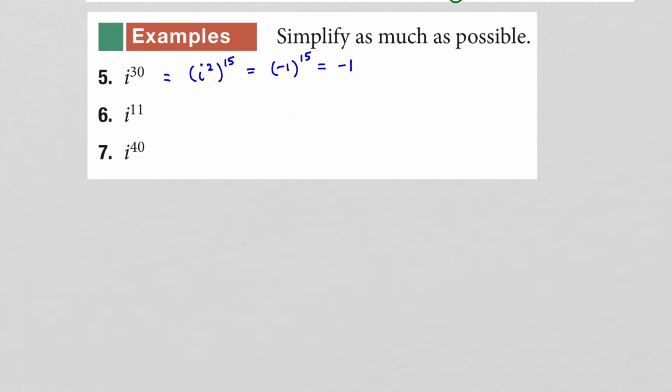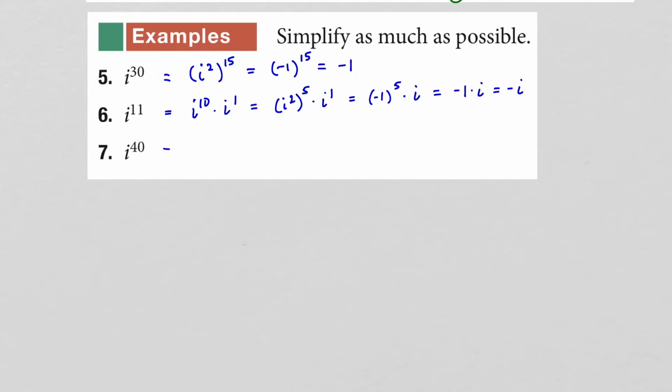For the second one here, we have i to the 11th power. Now, we can't do the same thing that we did here because 11 is an odd number. So what I'm going to do first is think of i to the 11th power as i to the 10th power times i to the first power, because 10 plus 1 is 11. And then from there, i to the 10th power can be thought of as i squared to the 5th power times i to the first power. But again, we know that i squared is negative 1, so this is negative 1 to the 5th power times i to the 1 is i, and negative 1 to the 5th power is negative 1 times i, and this is equal to negative i.